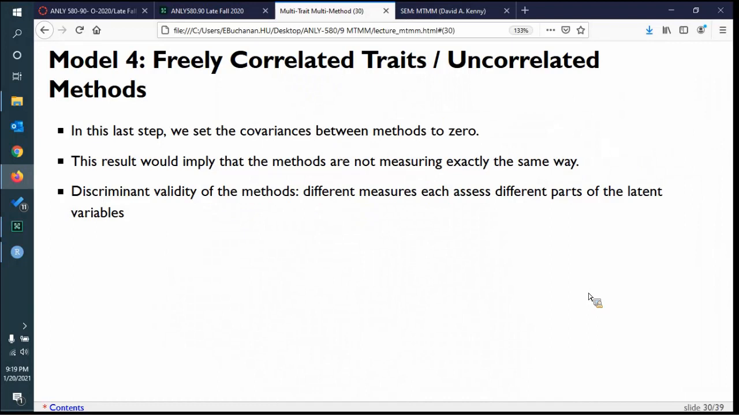So like in a regression, right, we don't want our predictors to be super correlated. That's called multicollinearity because then you're measuring the same thing twice. And so essentially we're asking, are these multicollinear, right? Are they measuring in the same way? And we want them to not. So to test that, we set it to 0. Okay. And if the model where the method correlation is 0 is good, that implies that they're pretty separate things. So they're discriminant. They're measuring different components, different pieces of the latent variables.